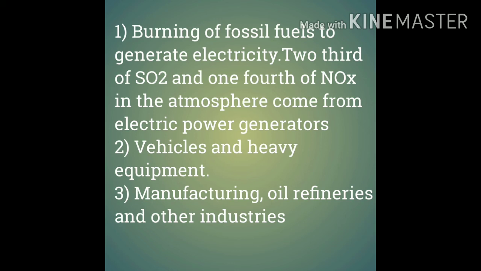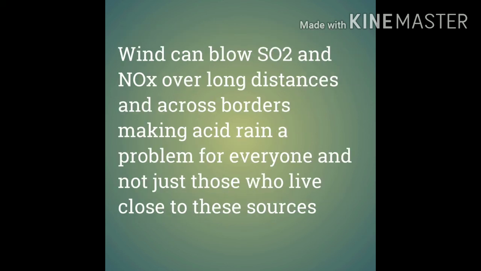Second, vehicles and heavy equipment. Third, manufacturing, oil refineries and other industries. Winds can blow SO2 and NOx over long distances and across borders, making acid rain a problem for everyone and not just those who live close to these sources.